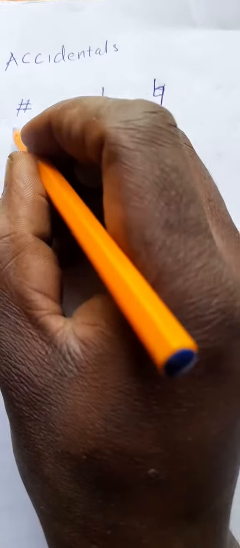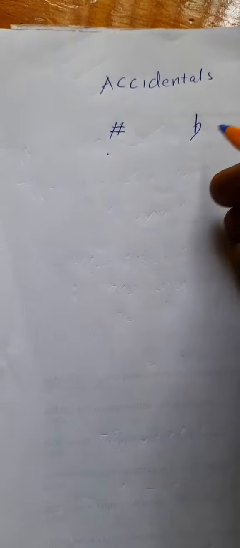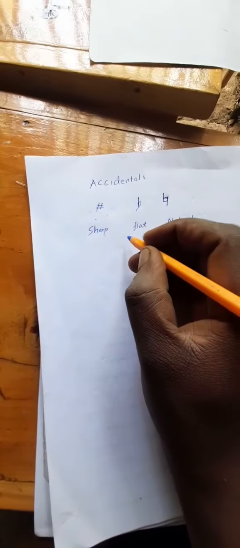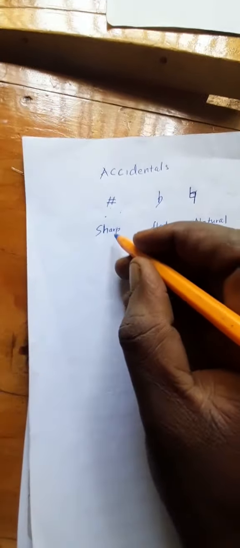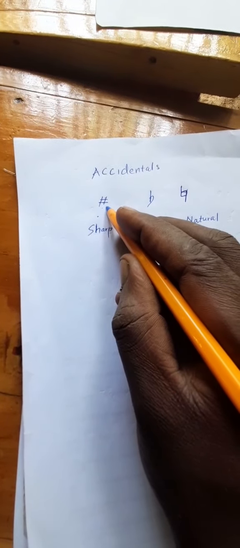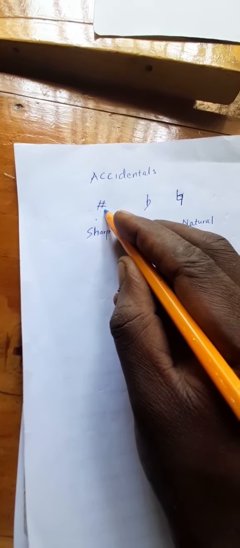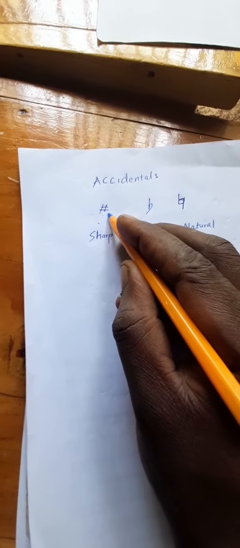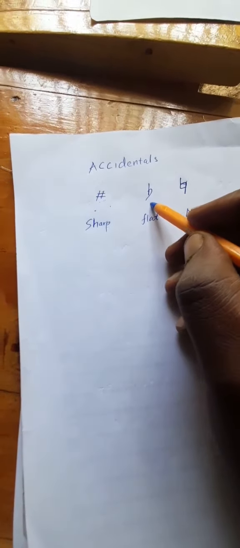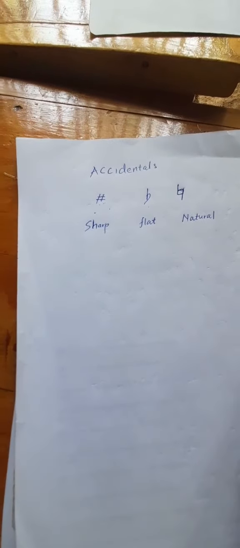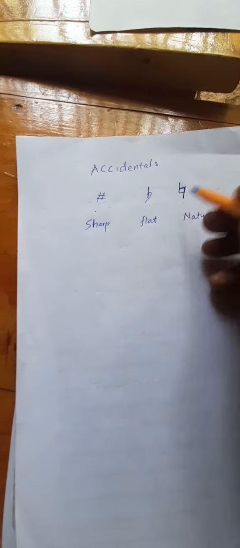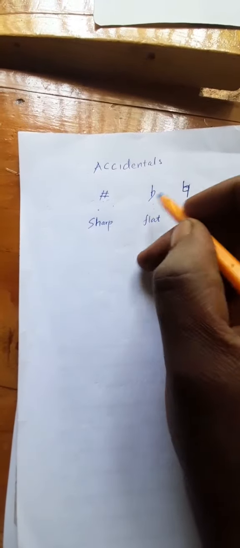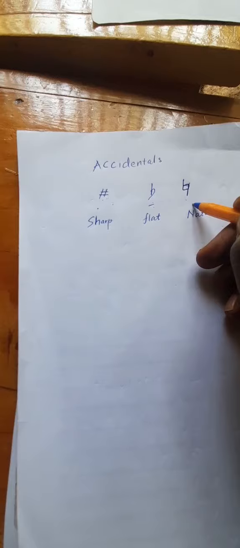This one means sharp in music. When you meet this accidental, it is called a sharp. Then this one is flat. The sharp accidental is used when you're talking about sharp keys. I will tell you what sharp keys are. Then this one refers to natural keys. This one is flat. Then this one is natural.